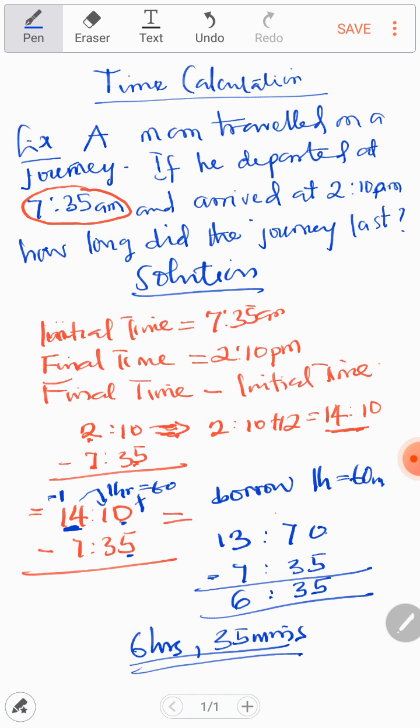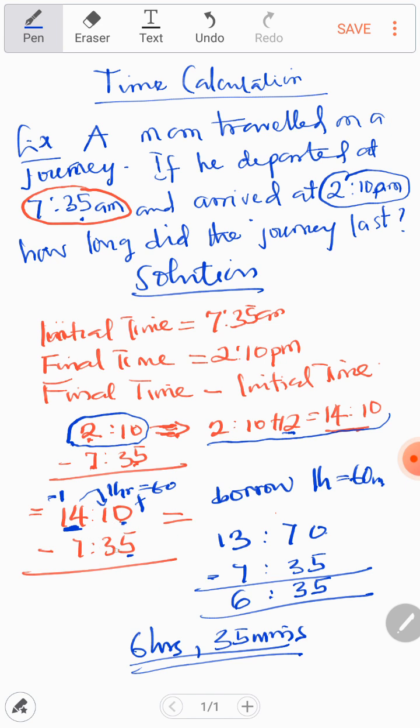All right, so let me just quickly do a quick summary. Now the first thing is to get the initial time, and then we get our final time, and then we subtract. So we discover that this 2:10 is in 12 hours reading time, and so we cannot take 7:35 away from it. So what did we do? We changed it to 24 hours reading time by adding 12 to it. All right, and it becomes 14:10. Okay, so now we can do our subtraction.